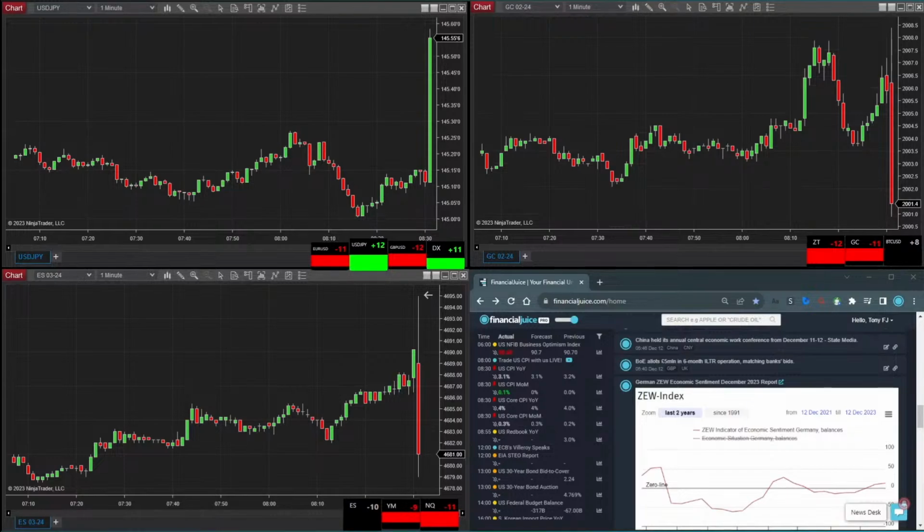So this was the initial market reaction to the data. We saw strengthening from the dollar yen. On the first candle, there was whipsawing that had occurred. And I saw strengthening from the dollar, weakness from the S&P, and also weakness from gold as well.